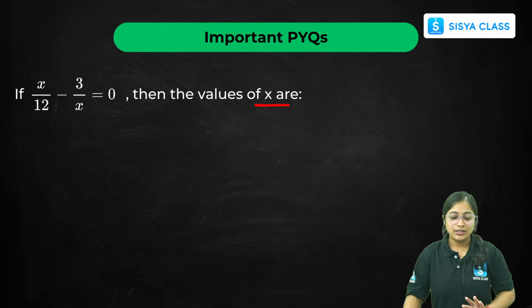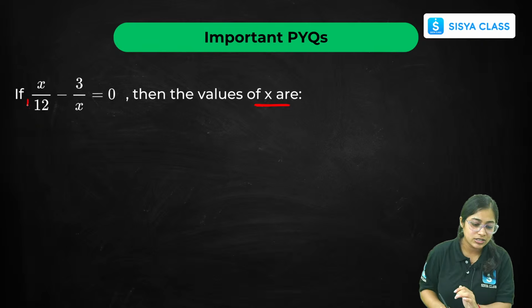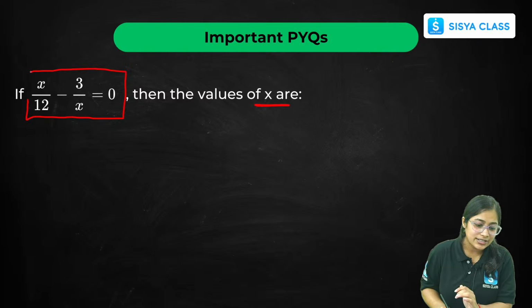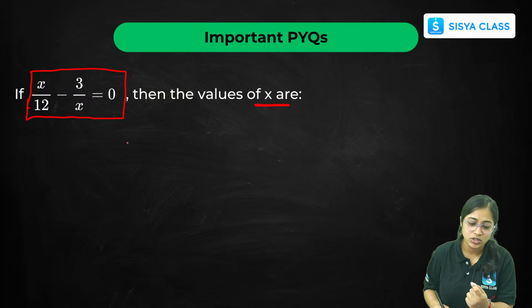Now we are starting the previous year questions, right? So here we have this equation, that is x upon 12 minus 3 upon x equal to 0, right?